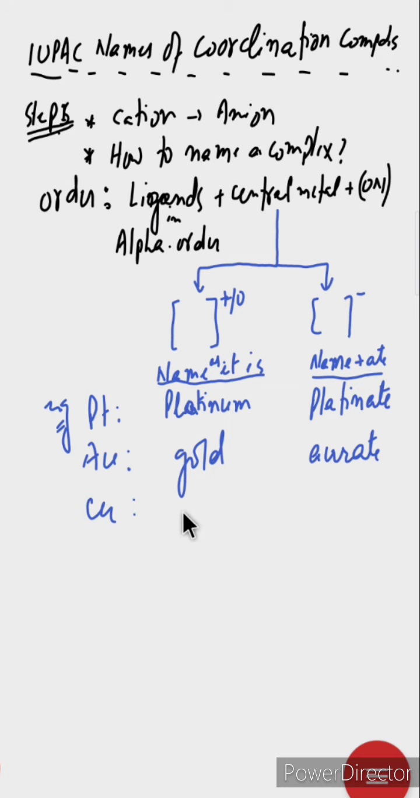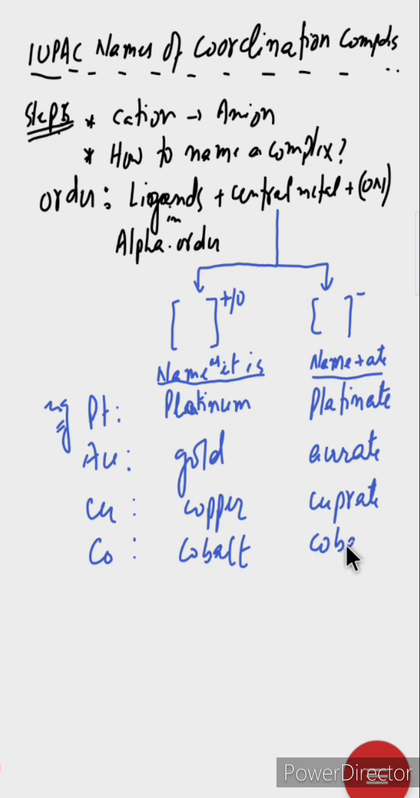Another example, copper. Here we need to write copper only, but in the anionic case we need to write cuprate. And for cobalt, it has to be cobalt only, and in the anionic case it has to be cobaltate. These are the steps or rules, you can say. So let me take one example.